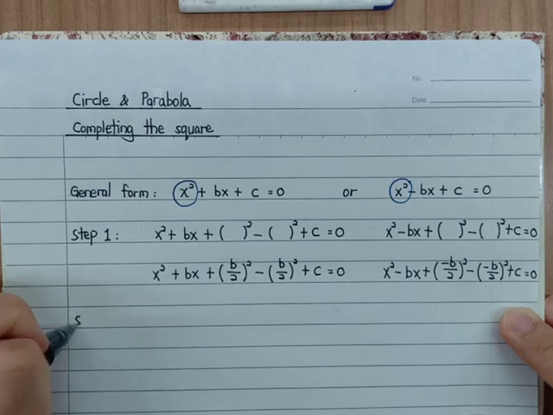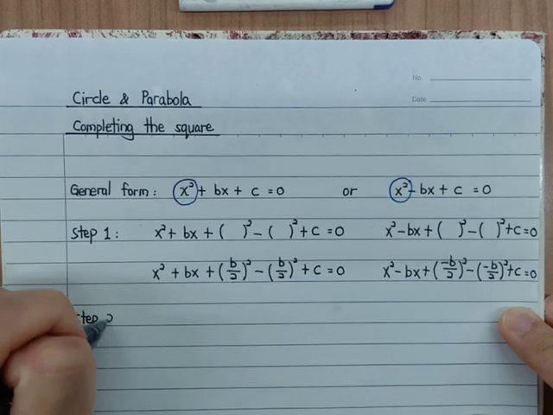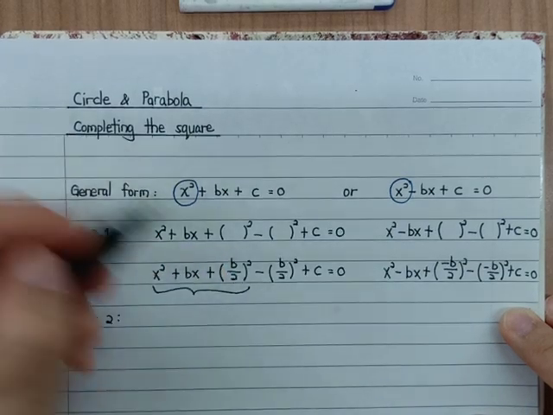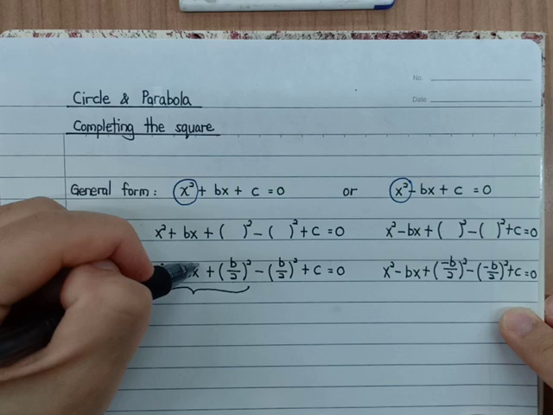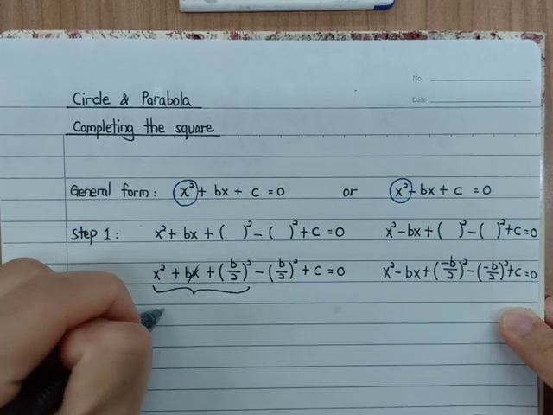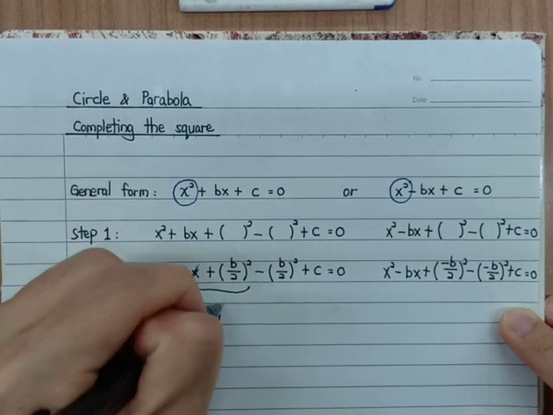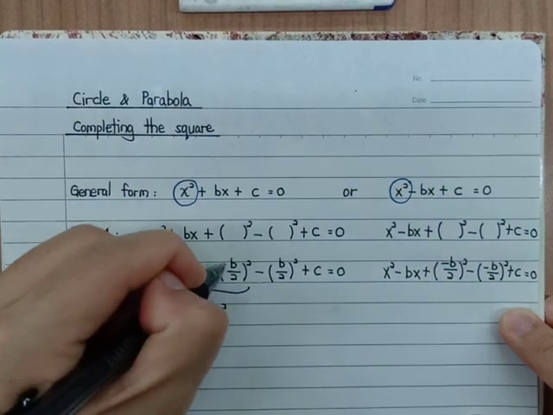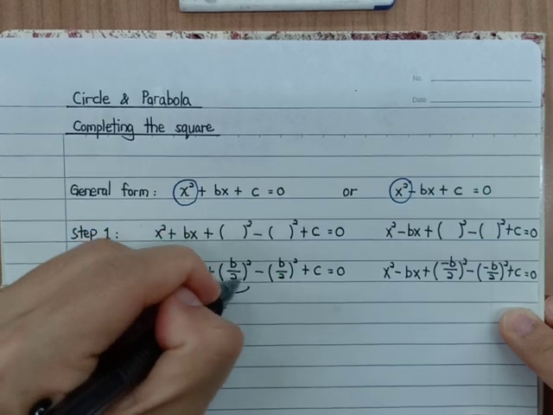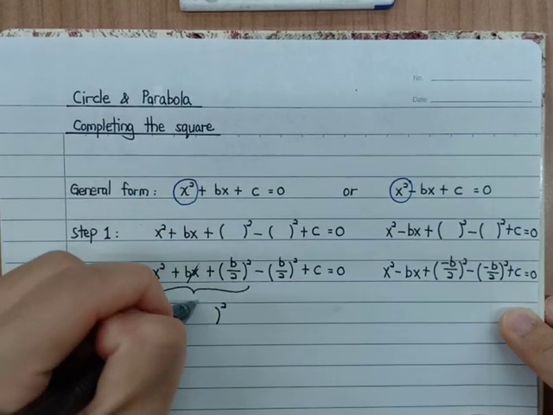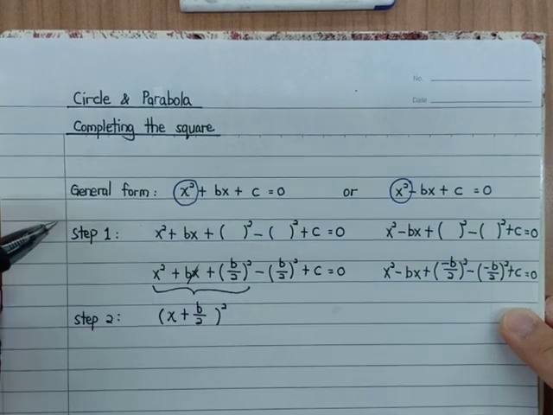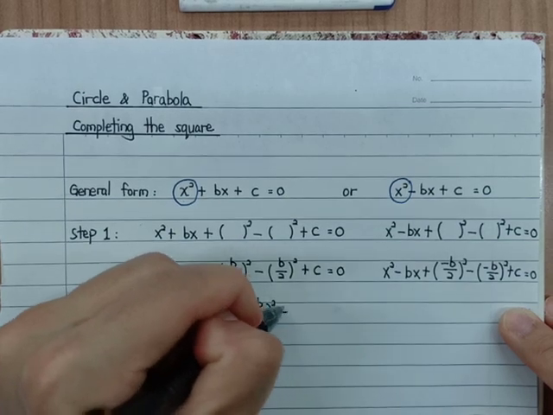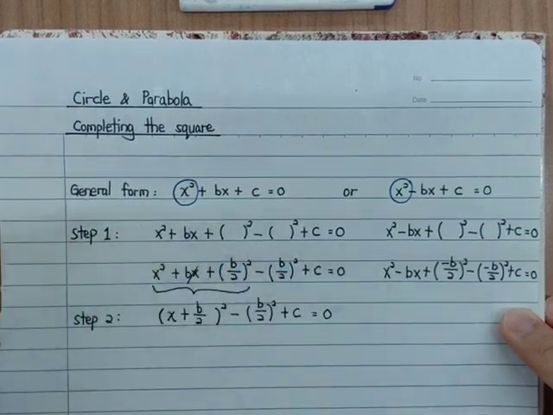So in our step 2, the first three terms, you can just ignore the value in the middle. So what I do is, I put a bracket and then I put square. So here is x, and then in the bracket is positive b over 2. So it's x plus b over 2, squared, and then minus (b over 2) squared plus c is equal to 0.